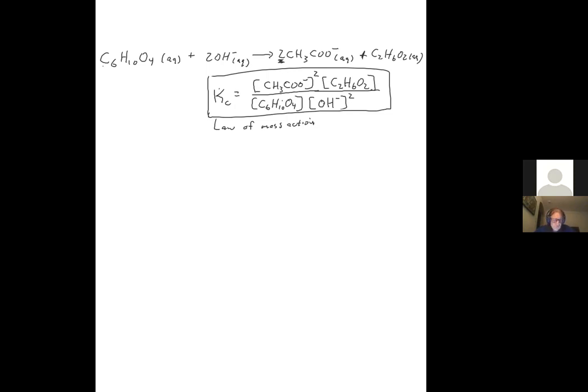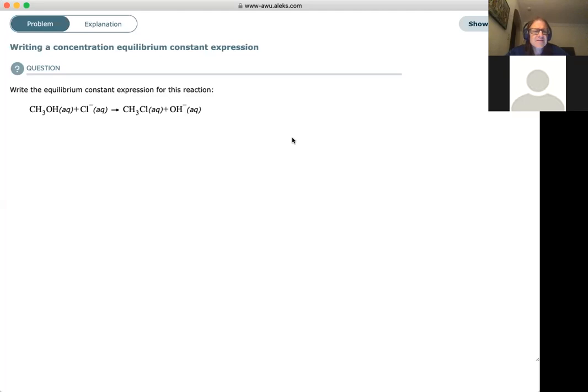Same idea with this one. The difference here is there's no squared. Nothing is in the second power. Notice they're all aqueous. I'm just going to scroll through another one, to see if there's anything significantly different. This one looks a little different. It's got two reactants and one product. So let's do this one. Notice they're all aqueous. Okay, so here's your balanced equation.